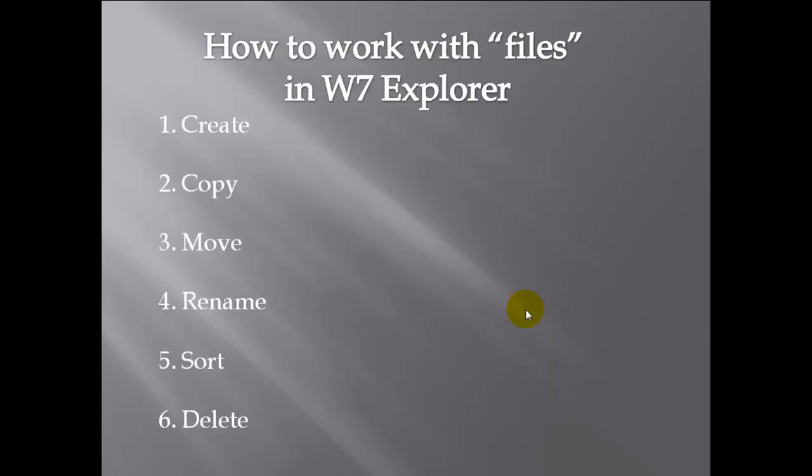Today, what I would like to do is go through about 6 things for you. I want to show you how to work with files in Windows 7 Explorer. First thing I want to do is show you how we will create a file. Number 2 will be how to copy the file. Number 3 will be, after we have copied the file, how to move it to a different folder. Once in another folder, we will rename the file. We will look at sorting files within Windows 7 Explorer Navigator. And last but not least, we are going to delete the file.